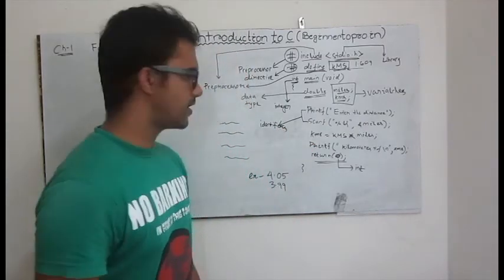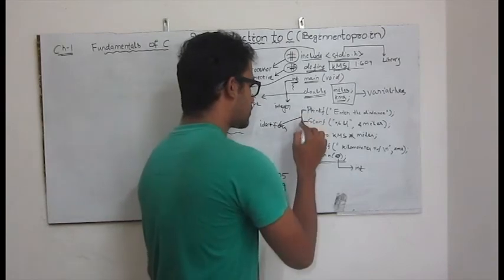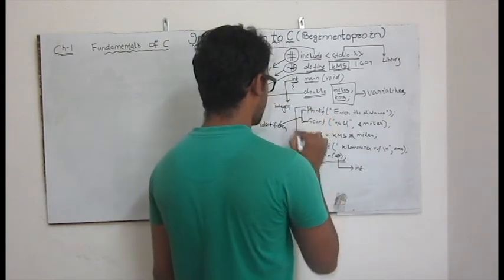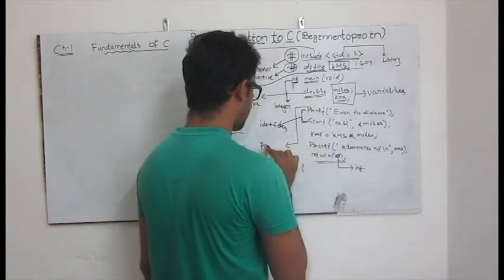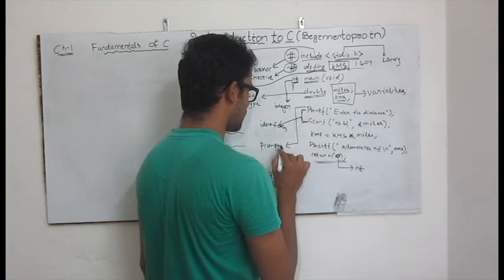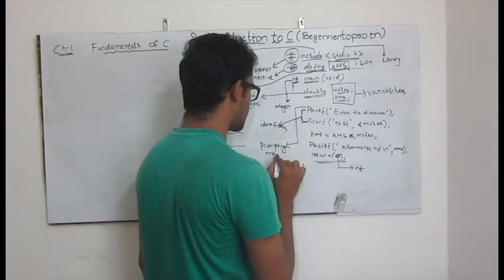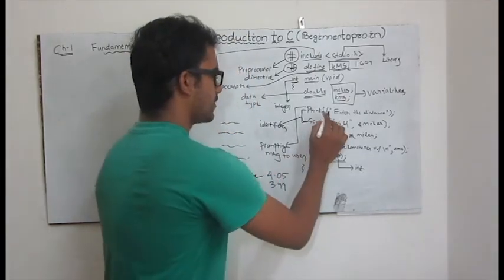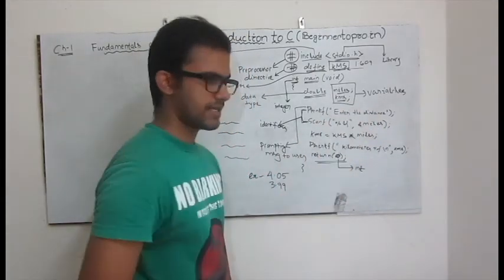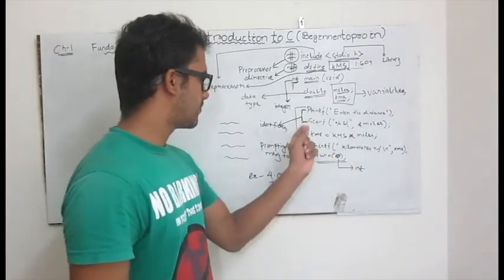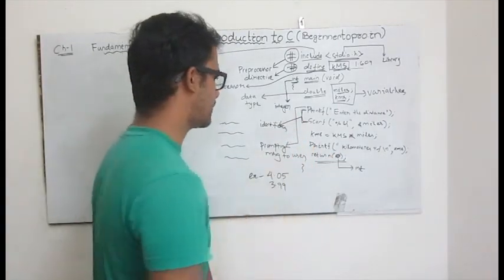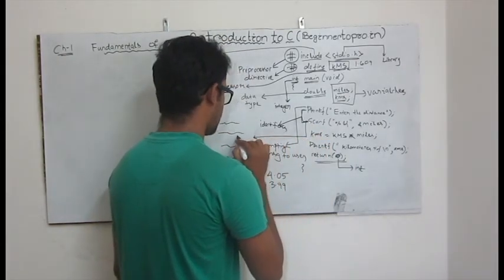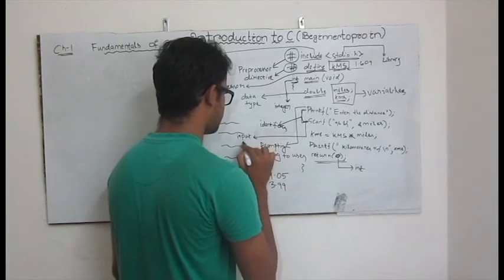So now we'll look at what these two are going to do. Printf is going to print the prompting message to the user on the screen, asking you to enter the distance, and then giving a blank line to enter the distance. It will act as an output operator.